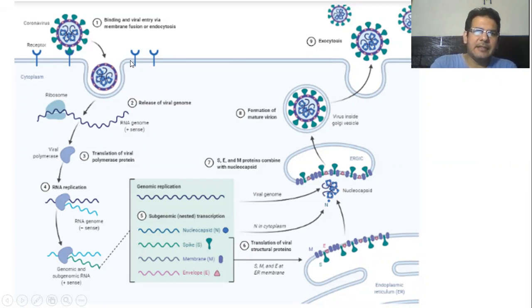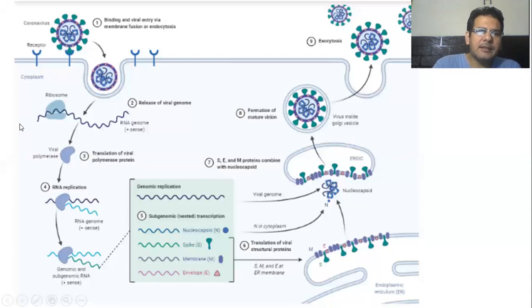And this entry into the cells could be through membrane fusion. So it fuses with the membranes and goes inside, or it could be through endocytosis. Endocytosis is a process in which the virus or other things that get in contact with the cell membrane get inside the cell. So here is the cytoplasm, and initially the virus gets in touch with the receptor, and after the receptor it goes through the process of endocytosis and moves inside the cytoplasm.